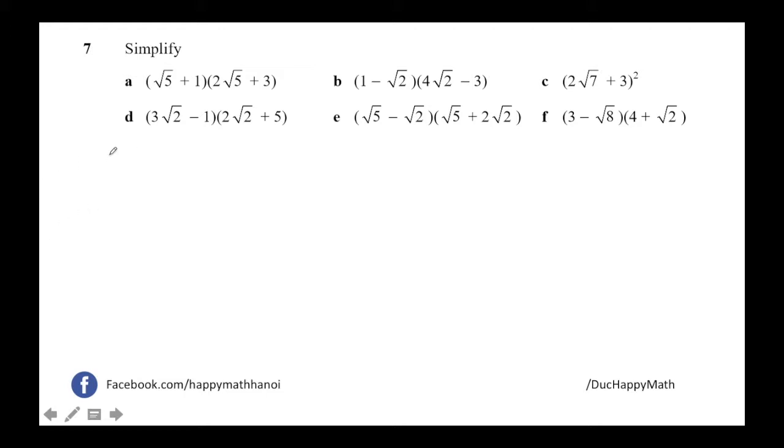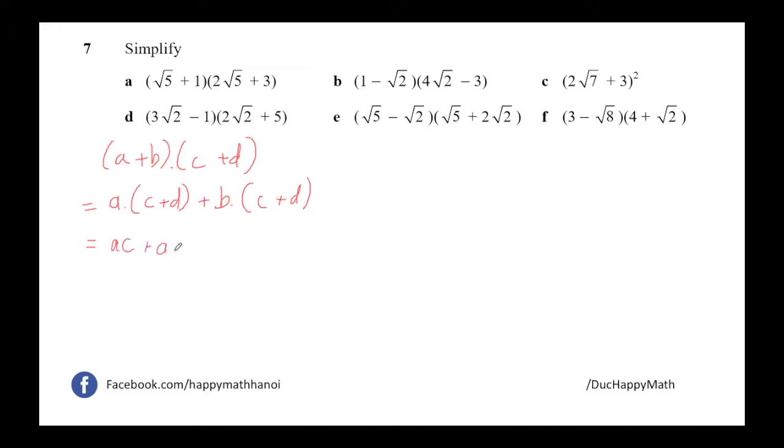I want to remind you about the formula of bracket times bracket. It means (A plus B) times (C plus D). First, you take A times (C plus D), after that plus B times (C plus D) later. And you take A times the terms inside the bracket. It means A times C plus A times D, and plus B times C and B times D.